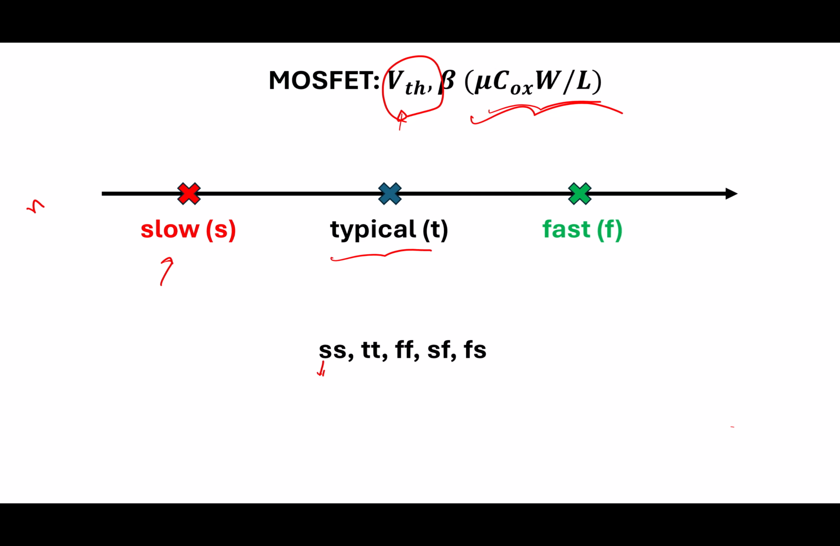So this is basically slow NMOS, slow PMOS. This is typical for NMOS, typical for PMOS, and here this is slow NMOS and fast PMOS, fast NMOS and slow PMOS. So the last two are called skewed corners because here one of them is fast, other is slow. So these are called process corners.